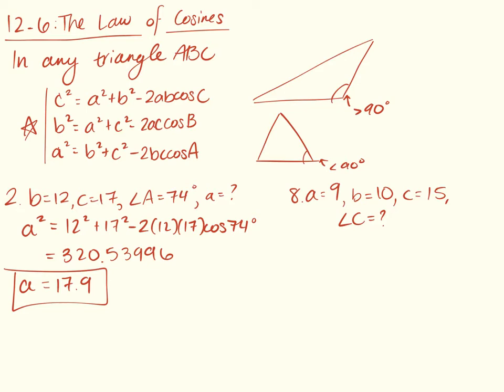So first thing I'm going to notice is that I have A, B, side C, and I want angle C. So I'm going to use this first formula at the top. Then I'm going to rewrite the formula down here, and then I'm going to use algebra to solve for angle C.